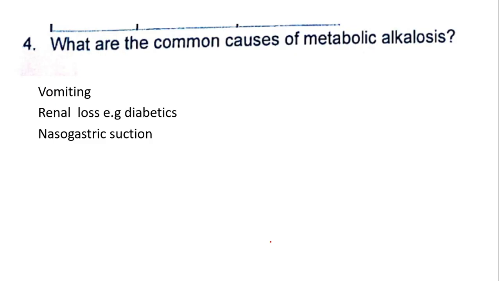The question 4, the last question, was: what are the common causes of metabolic alkalosis? The causes are vomiting, renal loss, e.g. diabetes, and nasogastric suction. We will explain more when we start learning acidosis and alkalosis. Those are the things you just need to know. So search more on causes, especially of metabolic alkalosis and metabolic acidosis. So we end here for today's lesson.